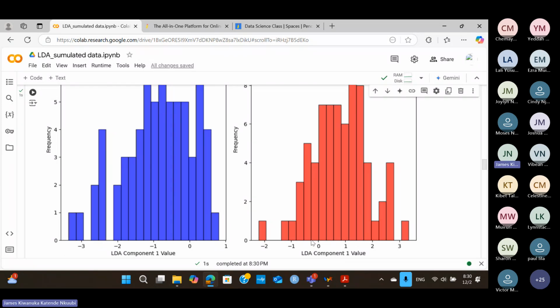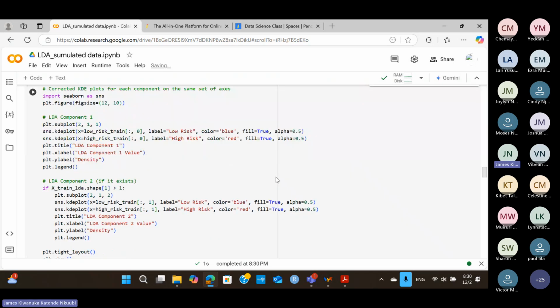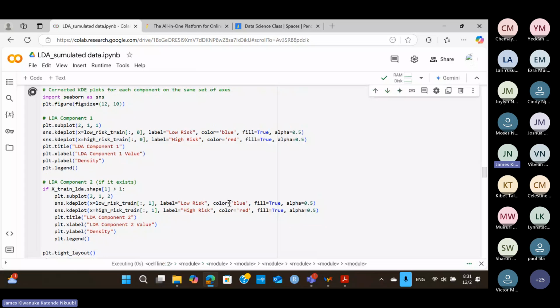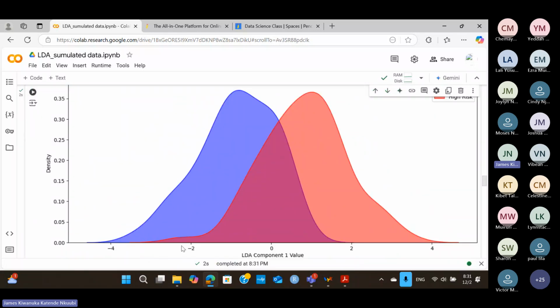And you can see the separation can be visible. You can see this one is mostly on the negative side. Most of the values are below 0. For this one, the majority of the values are above 0. So it does some separation. You can also use a KDE plot. I used this kernel density plot, which gives you a better picture. Of course, there's some overlap, but it separates the two classes fairly well on the first component.